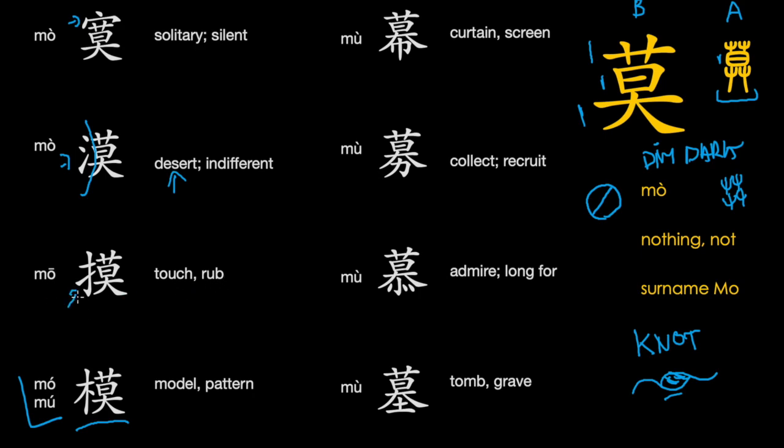The semantic element, the left part again, is hand, shou. The next character, the interesting one, means model, pattern, and has 2 pronunciations, mo and mu. And the semantic element is this part over here, again the left side, which is tree or wood. So pattern of trees, a matrix of trees. That's why this element is here. The phonetic element, again, mo.